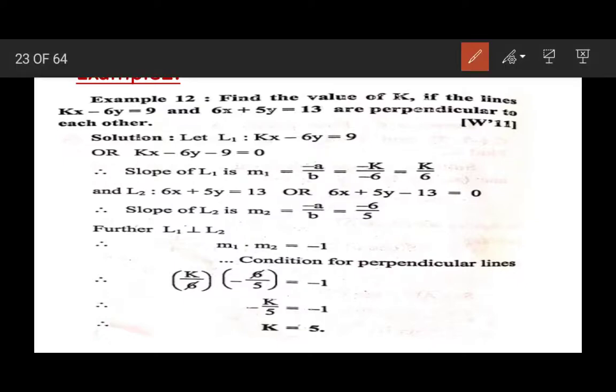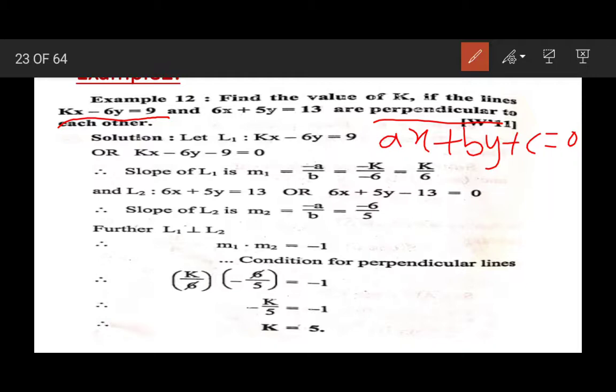Right? What is given? Perpendicular is given. And here what is given? Equation of a line is given. What is given? ax plus by plus c equal to 0. This is the equation of a line.